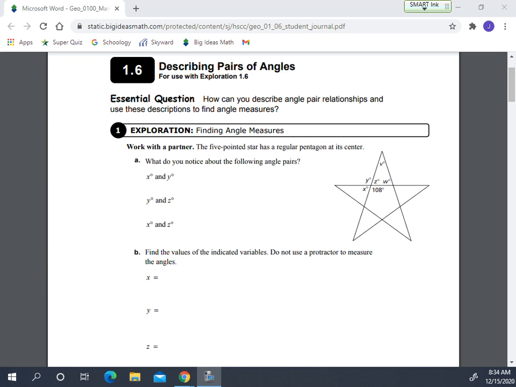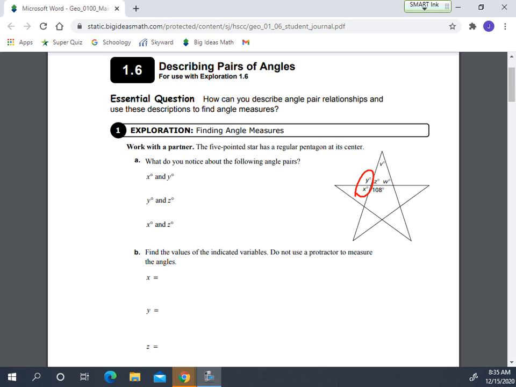This is lesson 1.6. Lesson 1.6 is talking all about angles. We're going to be describing pairs of angles. Okay, let's jump right into our first exploration. What do you notice about the following angle pairs, x and y? Let's start with x and y. Let's just look at those two angles right there.